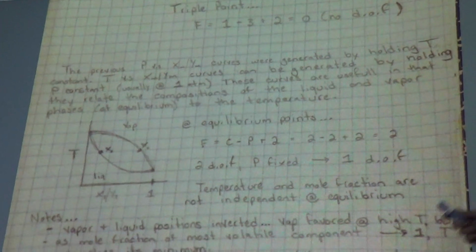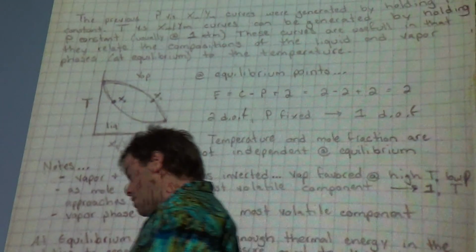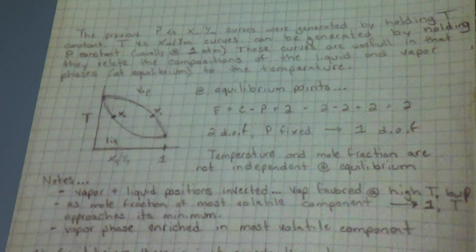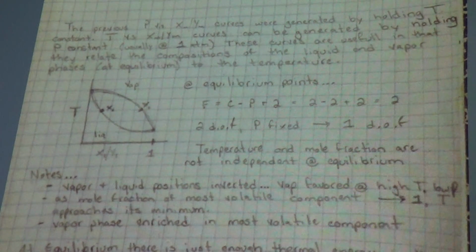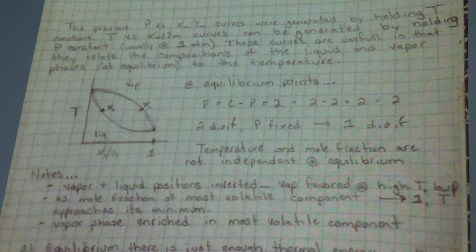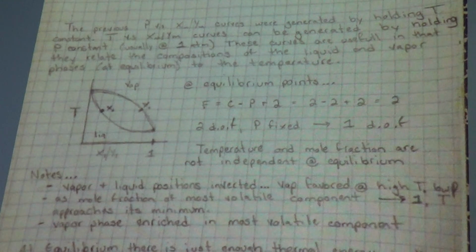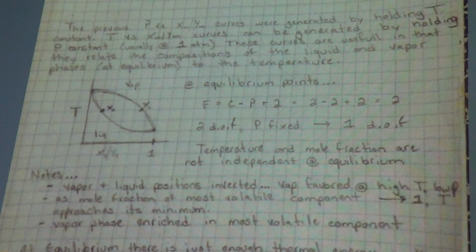So the first graphs that we drew, we looked at pressure and mole fraction relationships when temperature was held constant. A much more useful graph is the one where we choose to hold the pressure constant. It's more useful because most chemical processes happen at a constant external pressure, not necessarily a constant temperature. We hold the pressure constant, and we look at the equilibrium between temperature and mole fraction.